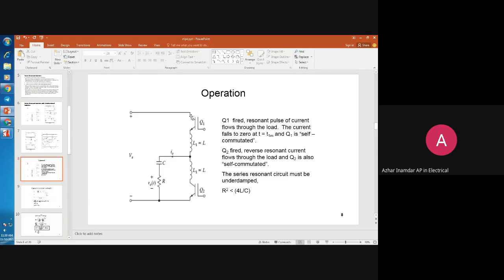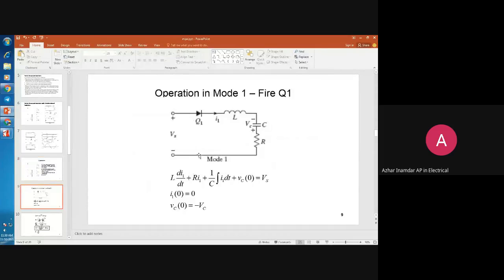So in case of mode 1, the mode begins with Q1 turned on. So here, this will be the only circuit. Current will flow from Q1, then your inductor, then capacitor, and so on. This is the flow of current for mode 1: Q1, inductor, capacitor, and resistor. Source voltage, capacitor voltage, and input current.